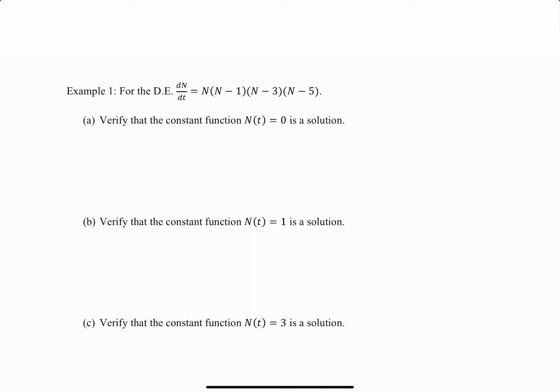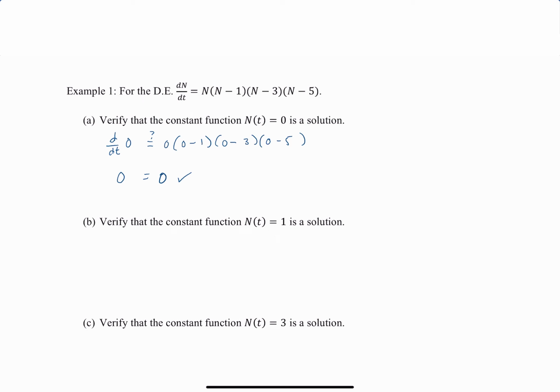So I'm going to put 0 in for n on both sides. And I'm going to ask myself, am I getting a true equation? On the left-hand side, the derivative of 0 is 0 because the derivative of any constant is 0. And on the right-hand side, 0 times all those other numbers is going to be a 0. So yes, this constant function is a solution to the differential equation.